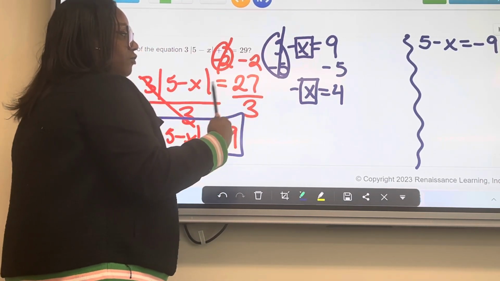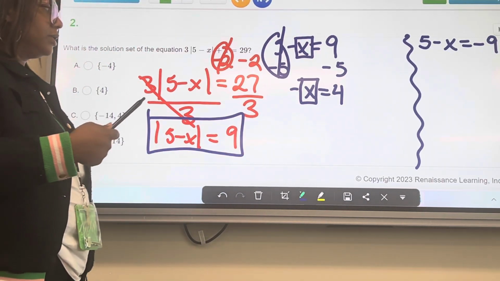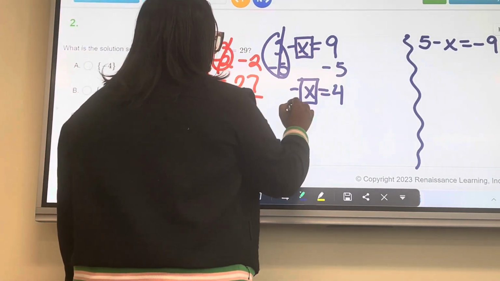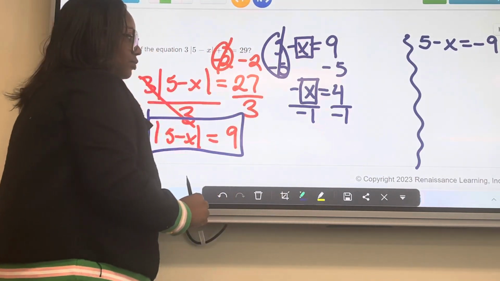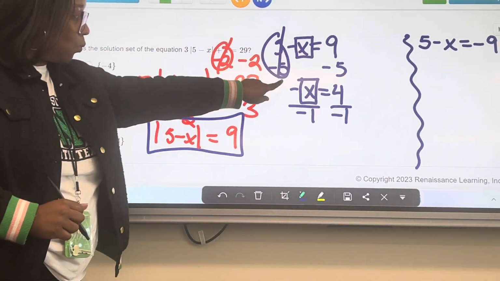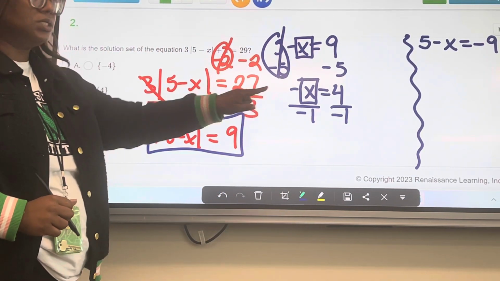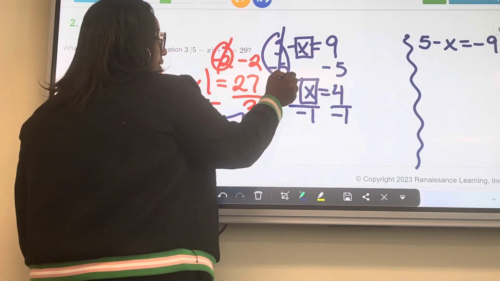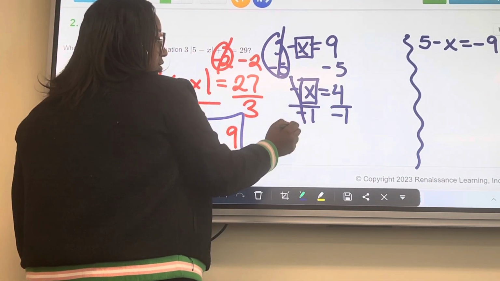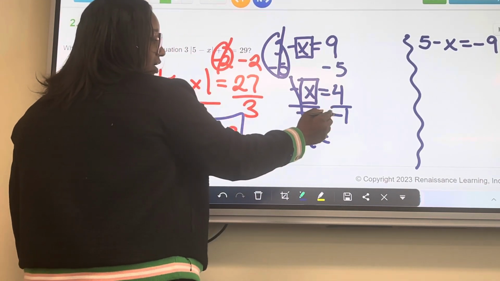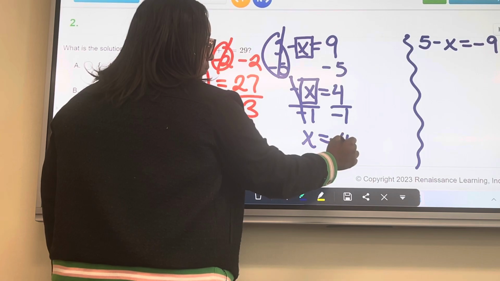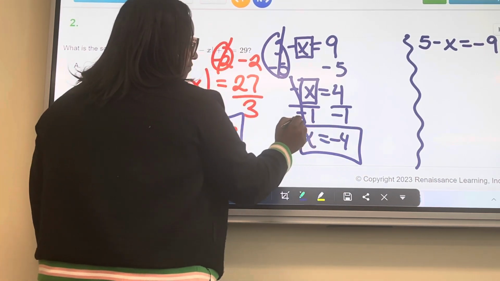So what's the inverse of multiply by negative 1? I'm going to divide both sides by negative 1, or by a negative. It doesn't matter. Well, over here, what actually happens, it cancels out. So a negative over a negative becomes a positive. So I'm left with positive x equals 4 divided by negative 1 is negative 4. That's one of my solutions.